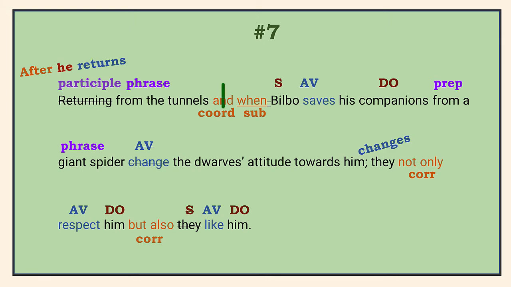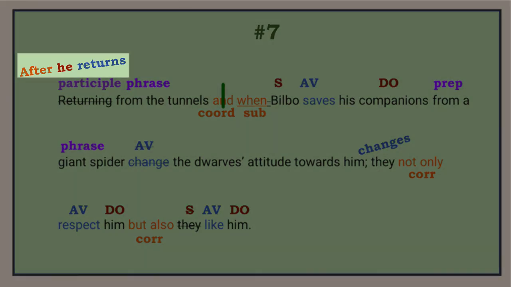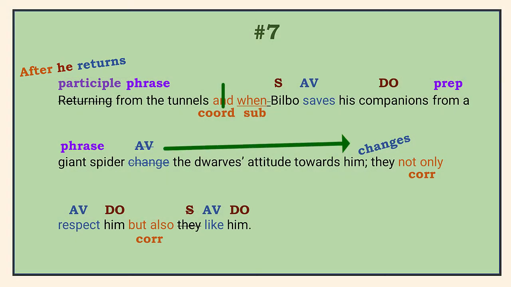Because you do know adverb clauses, you might have turned the first group of words into an adverb clause. But then the original verb doesn't make sense, so we have to move it. Another way to correct the faulty parallelism is to turn saves into an ing to match returning. This approach would result in returning from the tunnels and saving his companions from a giant spider changes the dwarf's attitude. The ings become subjects.